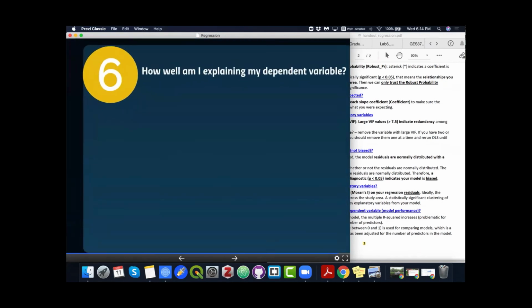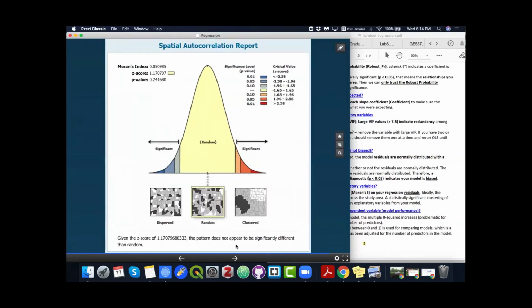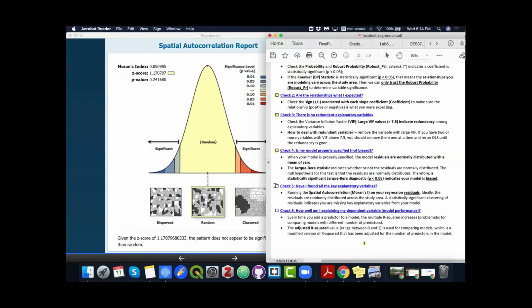I did that for our model. Great, random. Our model had a random distribution of the model residuals, which means we passed check 5. That's a really ideal case so far.